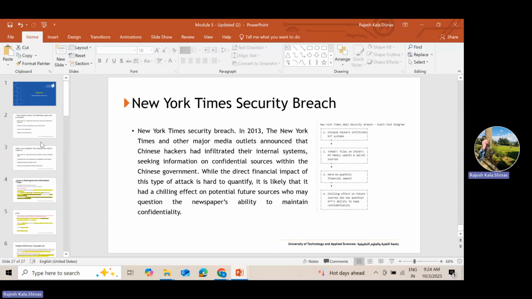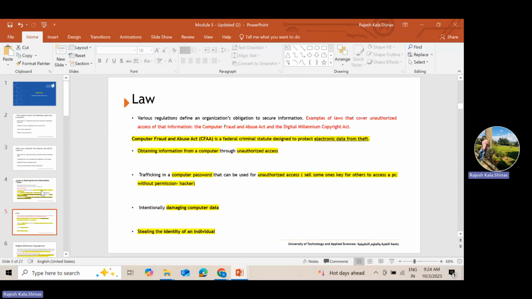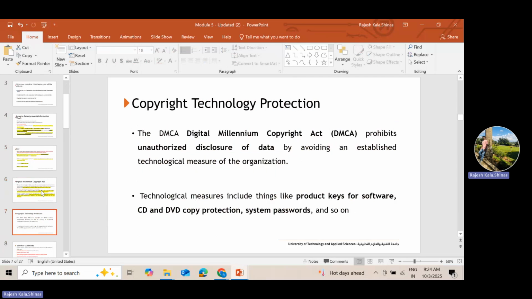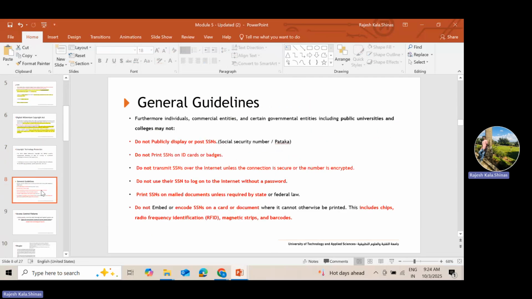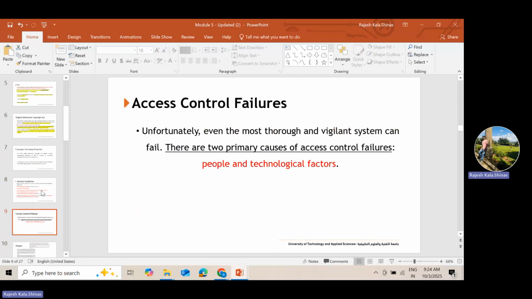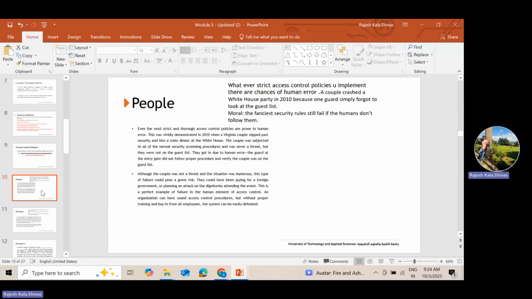Mostly we are discussing scenarios or actual things that happened. It's like a story, so just go through that. We only have two laws here: the Computer Fraud and Abuse Act, and the Digital Millennium Copyright Act. The remaining are all related to these acts. How do security breaches happen? What are the failures in access control? What are the two reasons for access control failure? One is people and technology factors, as I told you.